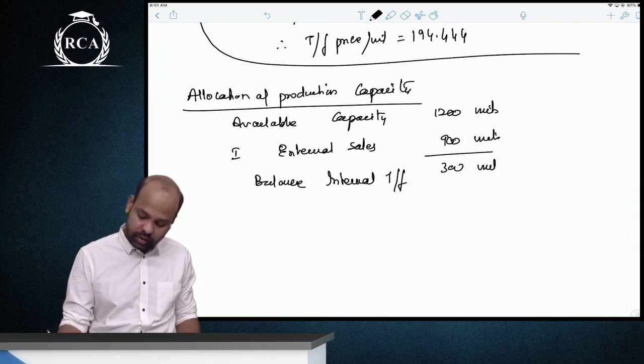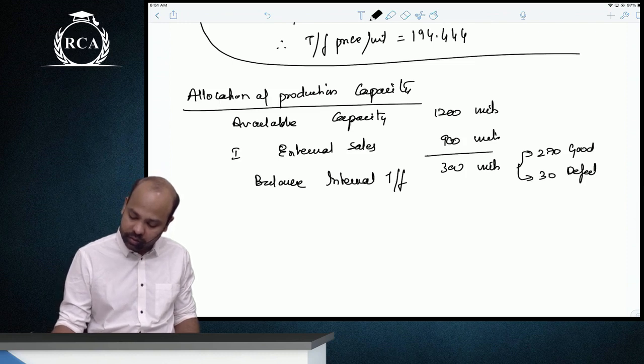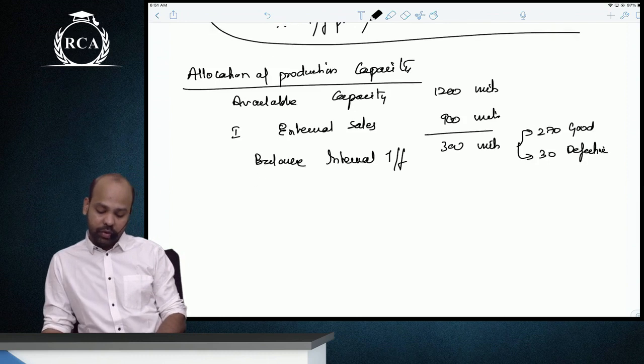Internal transfers. Out of these internal transfers, we know that only 270 would be good units and 30 would be defective units. Yes or no? Yes, sir.